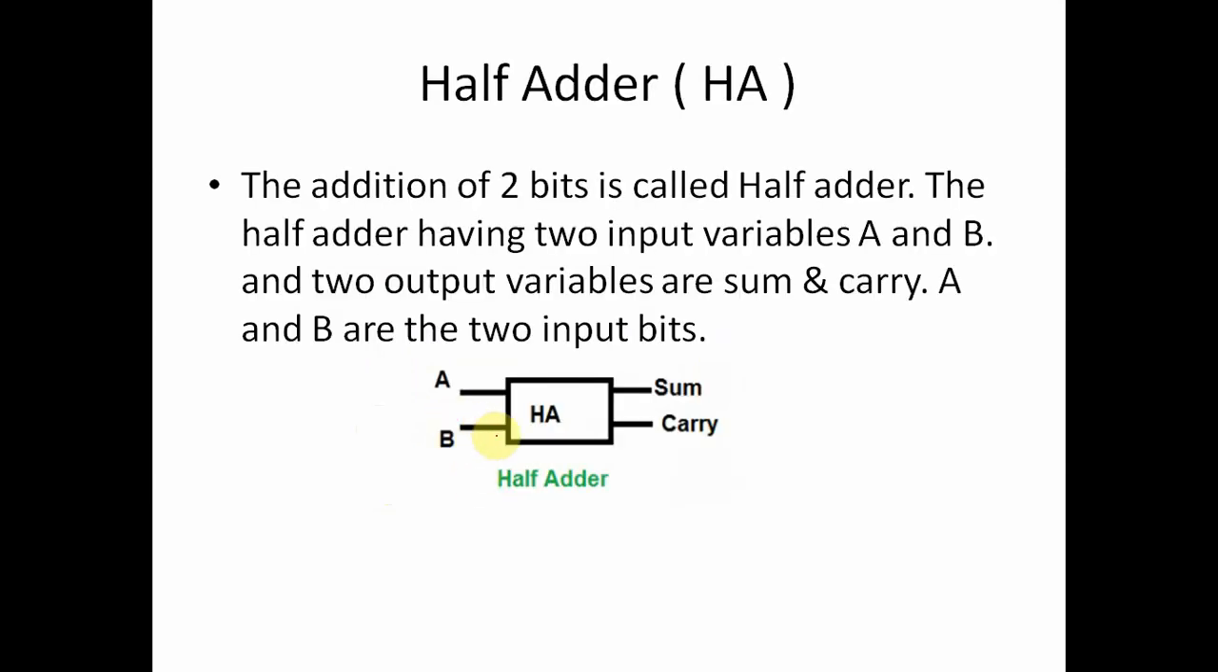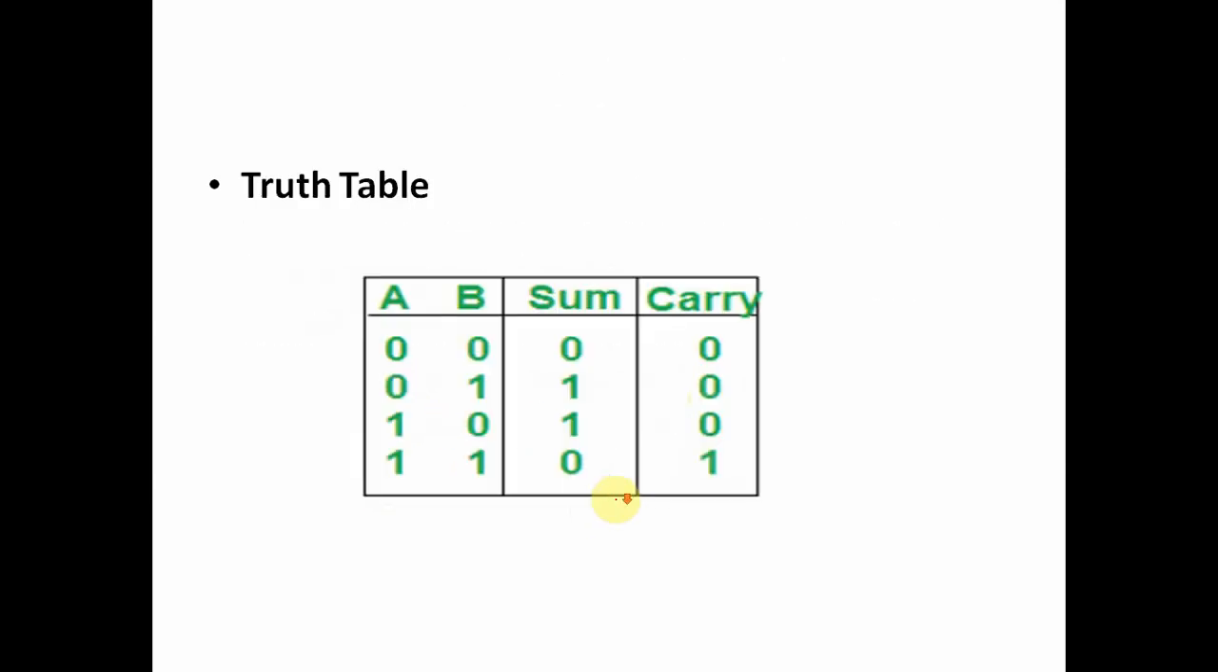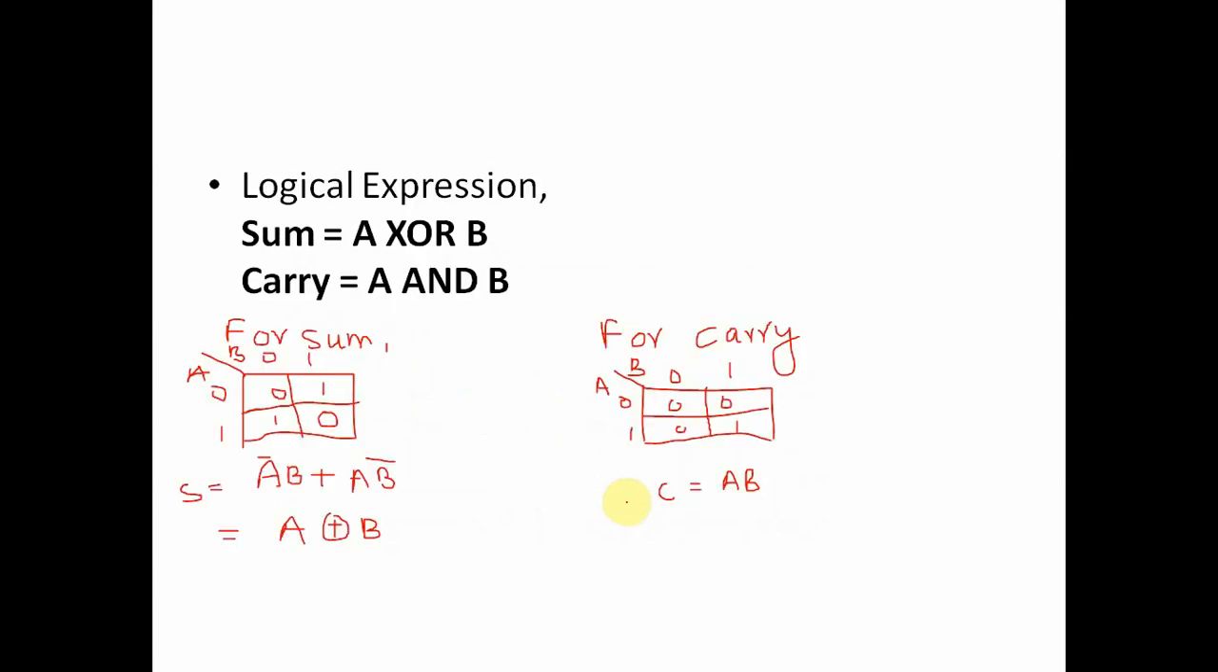If the two inputs 0 0 are applied, the addition of 0 plus 0 is sum 0 carry 0. 0 plus 1 is sum 1 carry 0. 1 plus 0 is sum 1 carry 0, and 1 plus 1 is sum 0 with carry 1. So this is the logical expression of the half adder, and this is the truth table of the half adder.